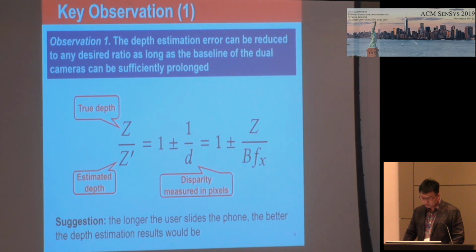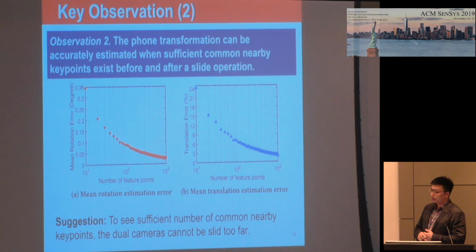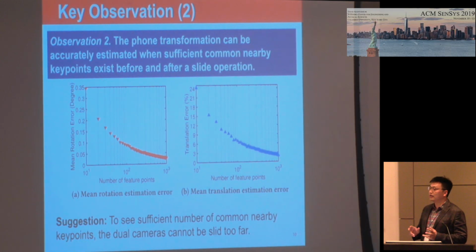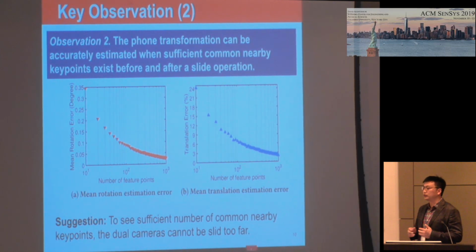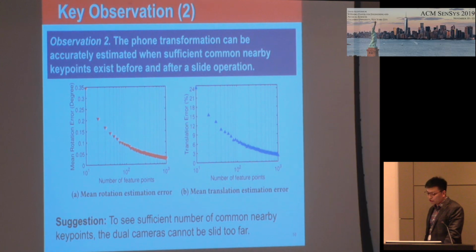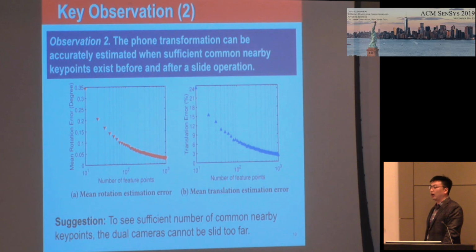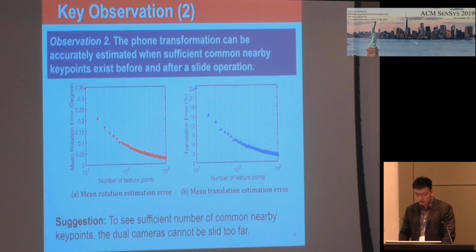Okay. And we have another observation. The phone transformation can actually be estimated only when sufficient common nearby key points can be seen before and after the move. That means if you move too far away, the number of common key points will reduce, because the overlapping area is reducing. So in that case, to see a sufficient number of common nearby key points, the dual camera should not be slid too far. So they contradict each other, observation 1 and observation 2.